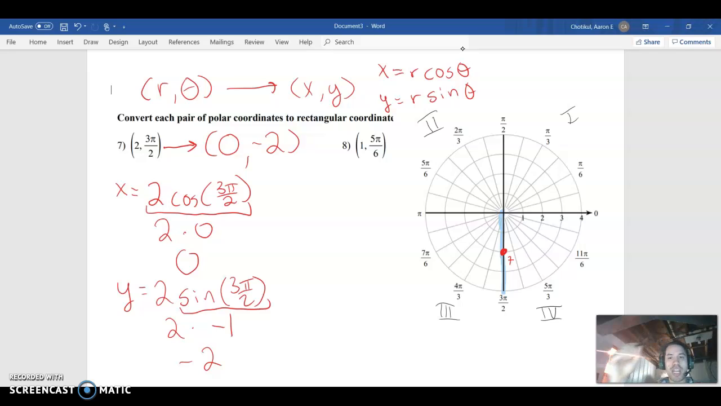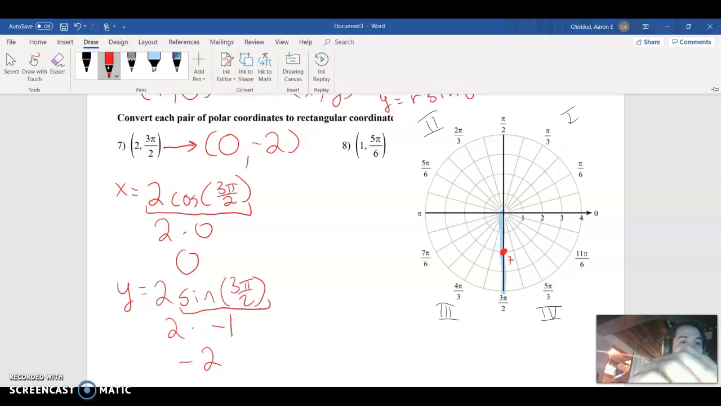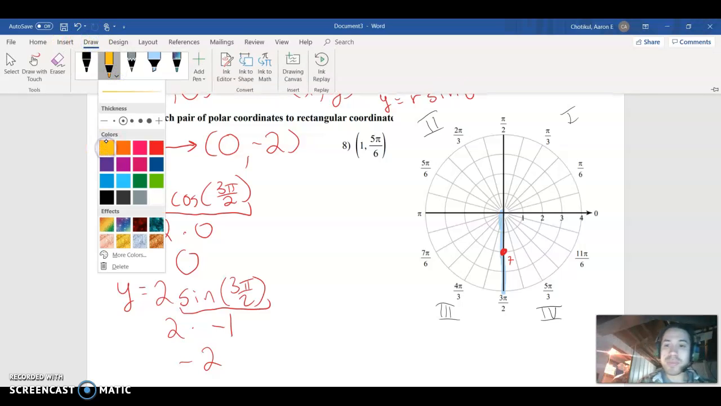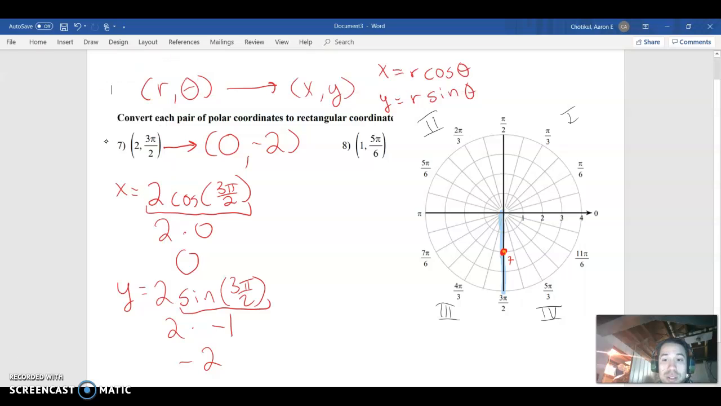And if we go to check, let's pretend this is a coordinate grid, right? If this is a coordinate grid or a rectangular grid, notice I'm going to the left and right 0, because that's my x coordinate, and I go down 1, 2. Notice we're in the exact same location. 0, negative 2 is the exact same marked location as 2 comma 3 pi halves. Same exact thing. Great way to check your work.